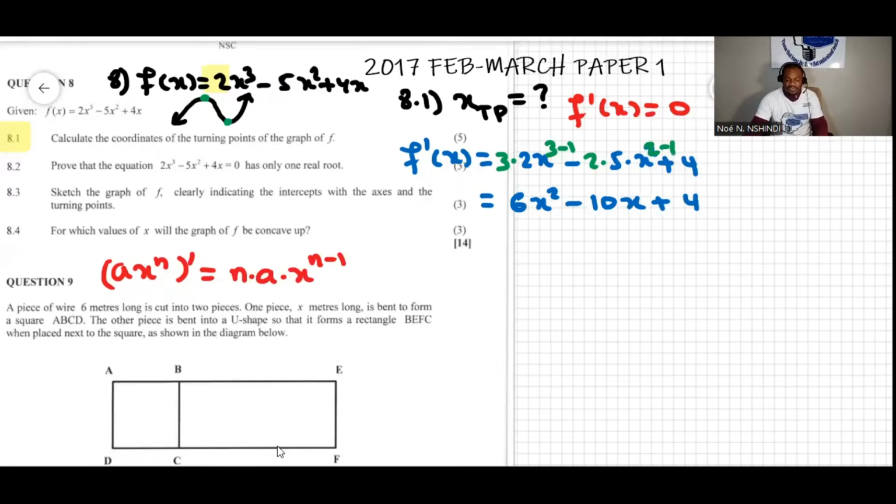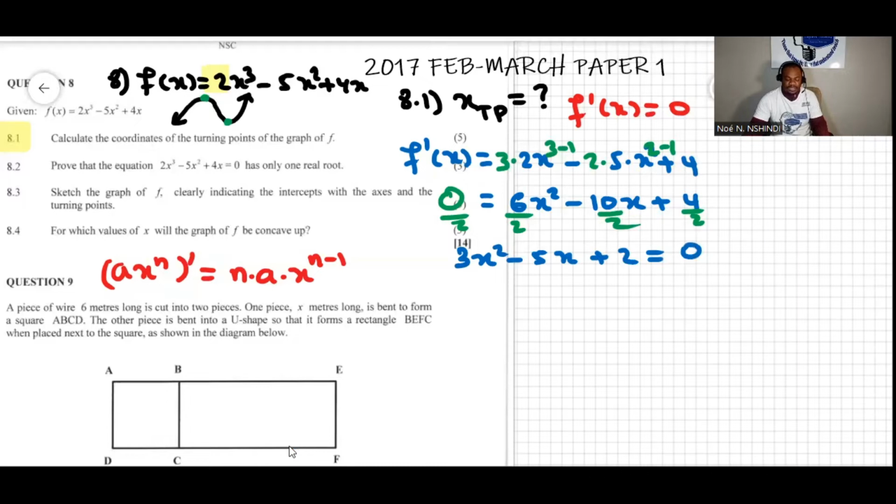That's the derivative. Now we're going to set this derivative equal to 0 because that was the condition. We notice that each term here is a multiple of 2, so we can divide each term by 2. I prefer to write 0 on the right hand side, so it's going to be 3x squared minus 5x plus 2 equal to 0.